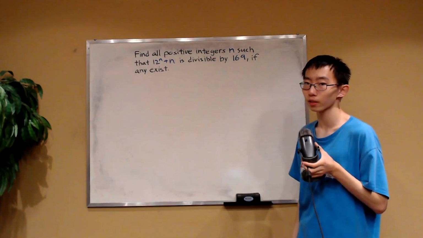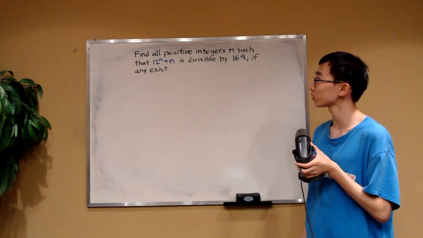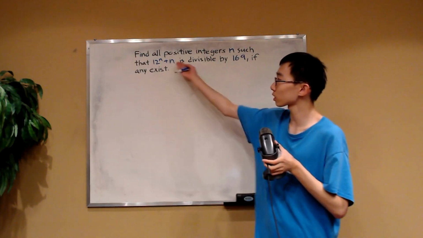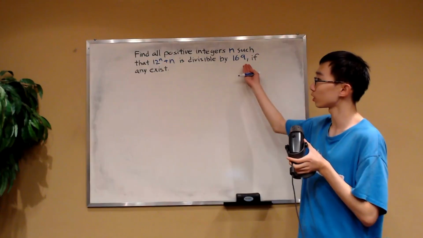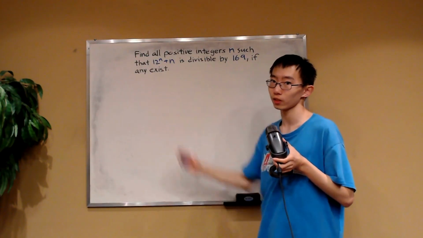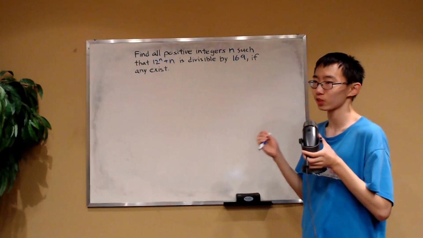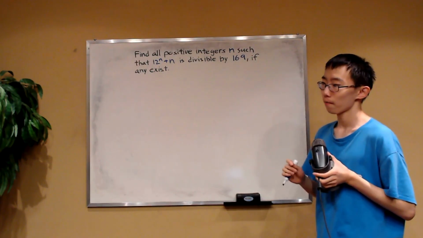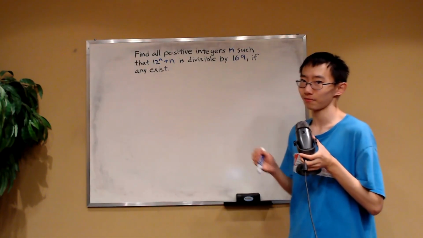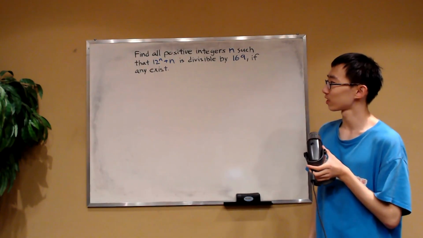We have a problem here which asks us to find all positive integers n such that this expression is divisible by 169, if any exist. So we don't even know if any such integers n exist yet. I guess it's up to us to determine. So how can we start?